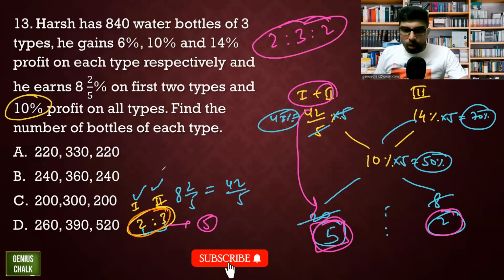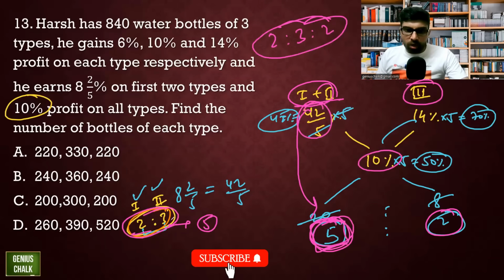Now I hope this is clear. See what I have done. I have found first and second first, and there I got the ratio as 2:3. Then I took first and second combined with the third, because 10 is coming in between these two only. Afterwards I got 5:2. That means first and second together must be in quantity 5, and they are in 2:3 ratio. Total is 5 and the last is 2. So 2:3:2 is my ratio.